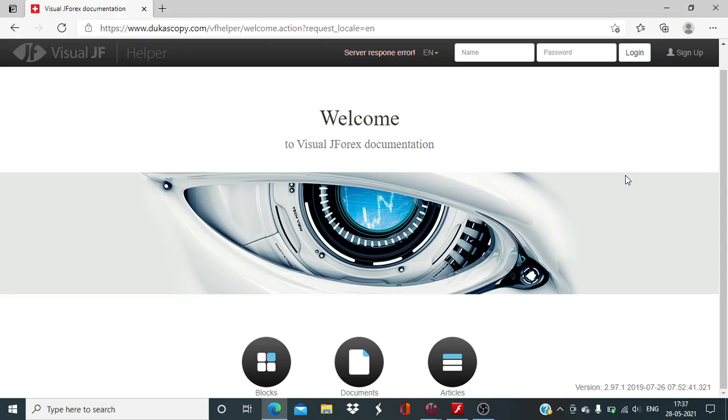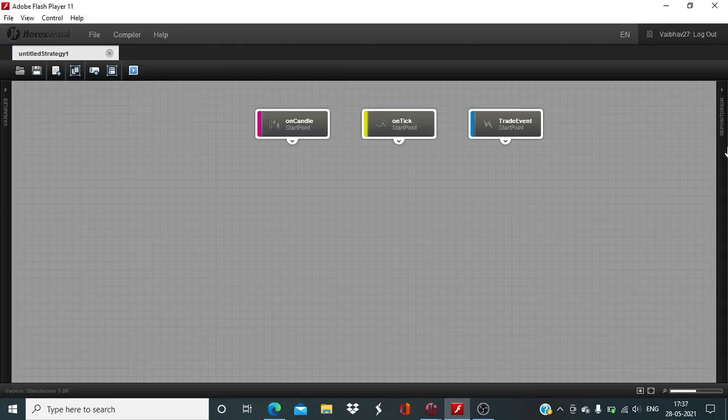Myself Vaibhav. In today's session of Visual JForex, we'll be starting afresh with a new indicator named SMI, Stochastic Momentum Index. We will see how we can design and develop the algorithm using this indicator on the Visual JForex platform, which has been developed by the Dukascopy Bank SA. So let us get to the work.